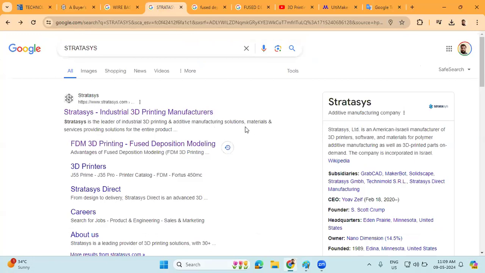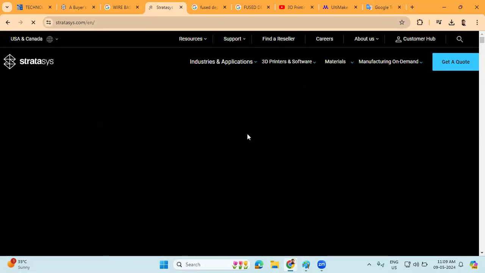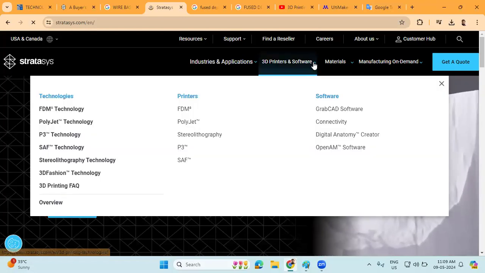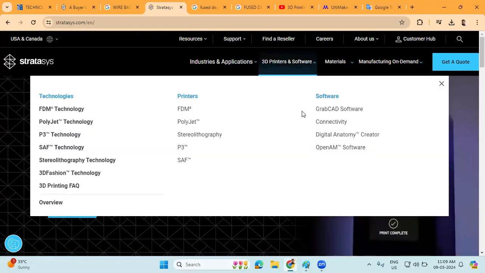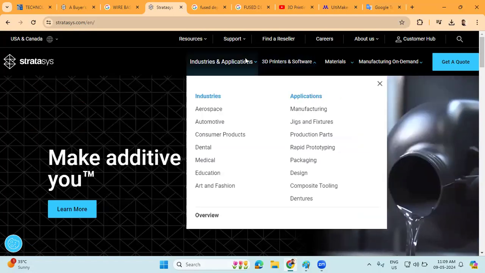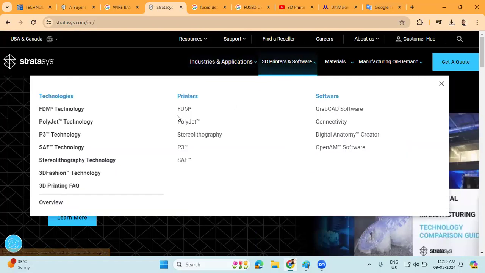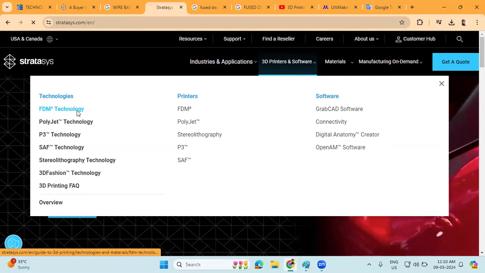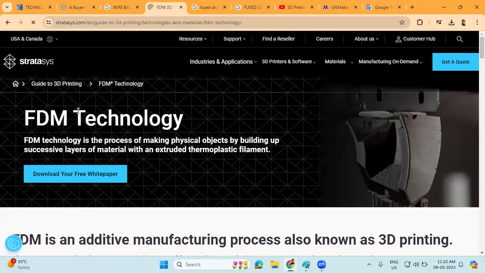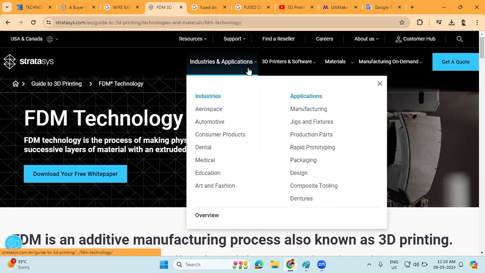Then we will enter into the details of a company named Stratasys. So Stratasys is a renowned and innovative manufacturer of cutting-edge 3D printing technology. The company offers a wide range of products and services, including 3D printers, software, and materials for polymer additive manufacture. Stratasys also provides on-demand 3D printed parts, making it a one-stop shop for all 3D printing needs.